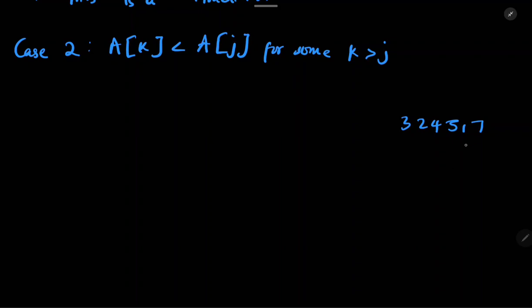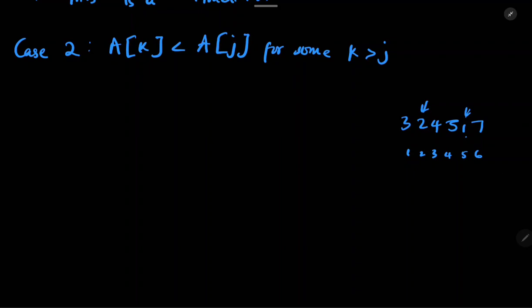There's something wrong with this. 2 is in the wrong position and 1 as well is in the wrong position. It says AK less than AJ for some k greater than j. So let's put down positions. We have position 1, 2, 3, 4, 5, 6.